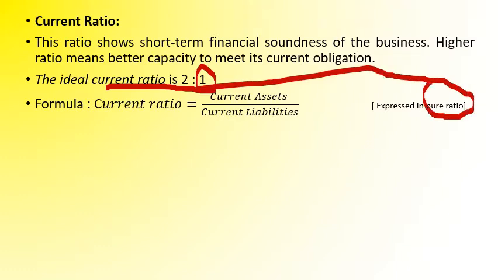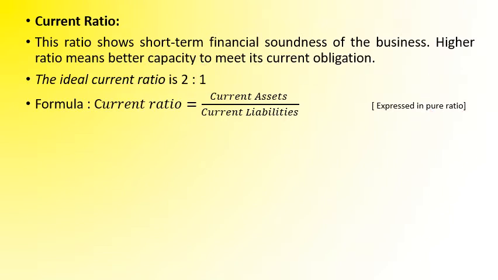So pure ratio means that your right side will always be expressed as 1. The left part may come as 2.5 is to 1, or 3.75 is to 1. So the right part will always be 1, and if you express it as 1, it basically talks about the pure ratio. So the formula is current ratio is equal to current assets by current liabilities.